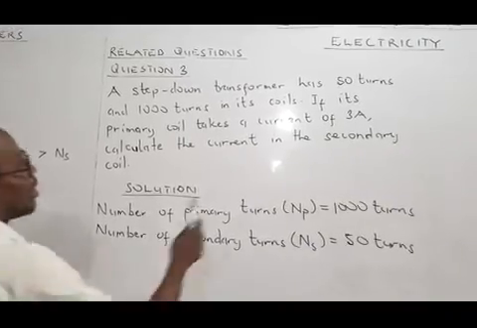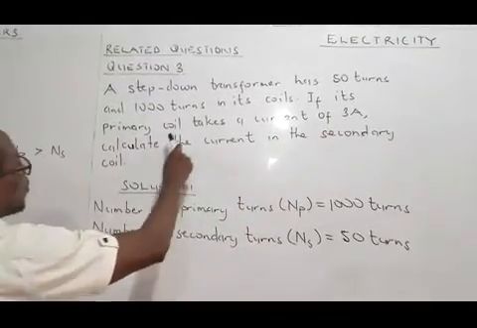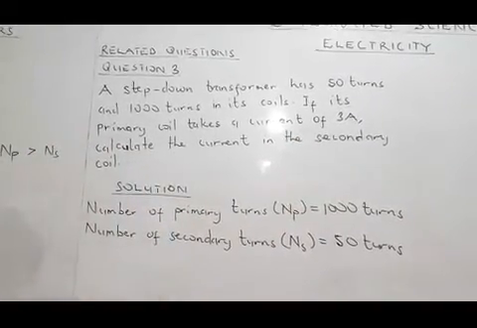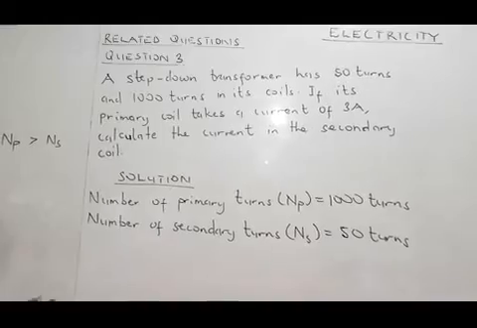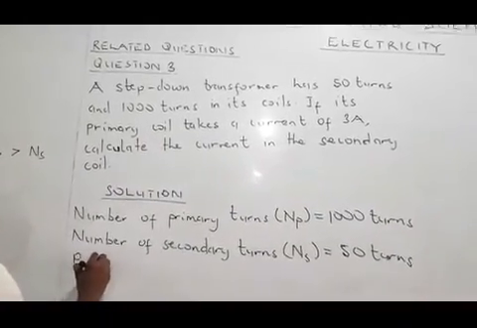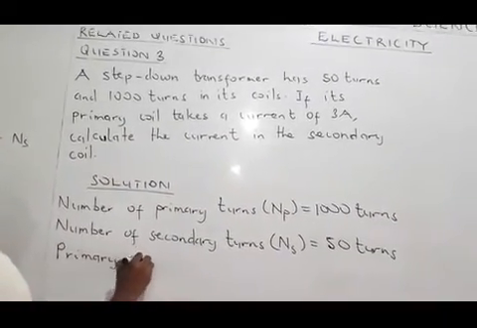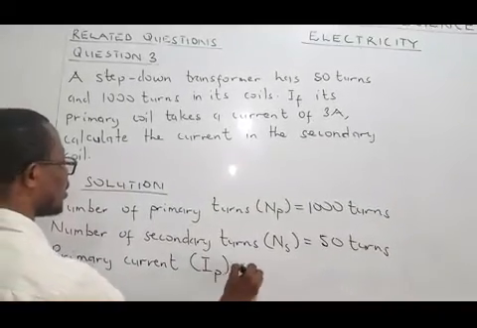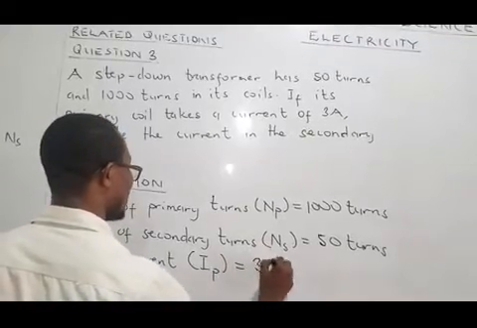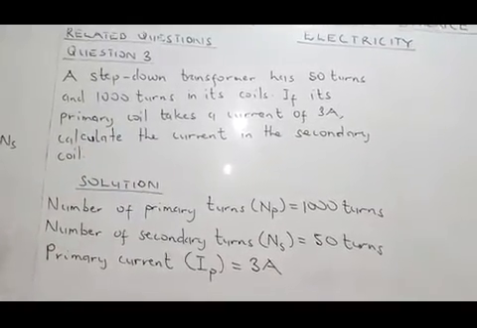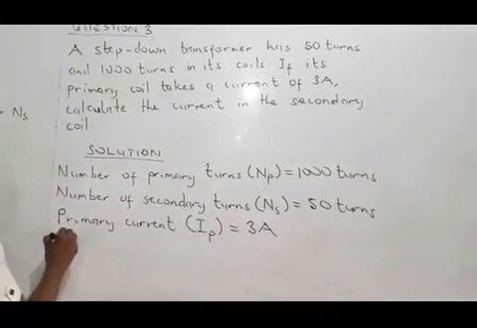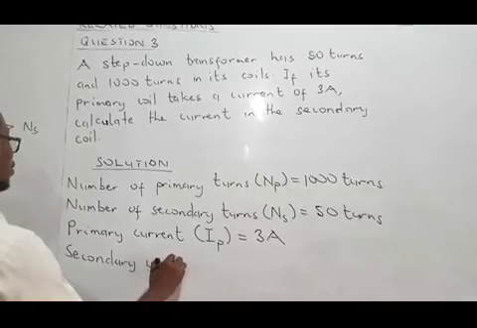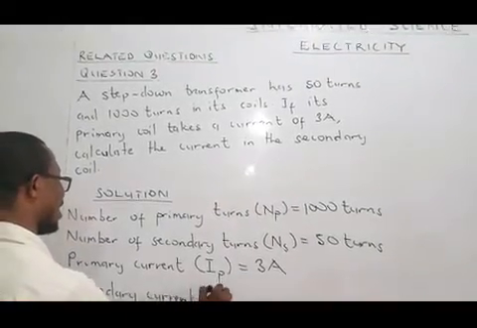Okay. And then the question continues to say that if the primary coil takes a current of 3 amperes, so this is the current flowing through the primary coil, that represents the primary current. So primary current IP is equal to 3 amperes, and then you have to find the current in the secondary coil, so that's the secondary current, IS.